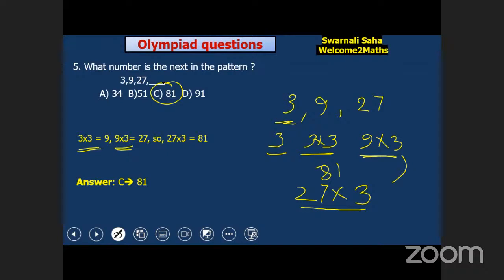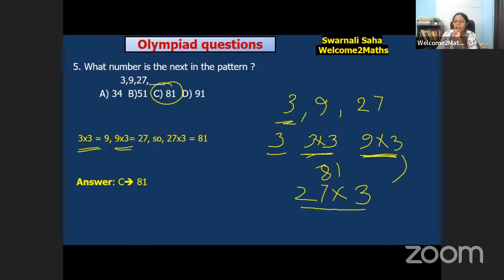Then 3 into 3 is 9. 9 into 3 is 27 and 27 into 3 is 81. Okay. It is 81 would be the answer. So 81 is our answer. Fine. Understood? What are you doing, children?